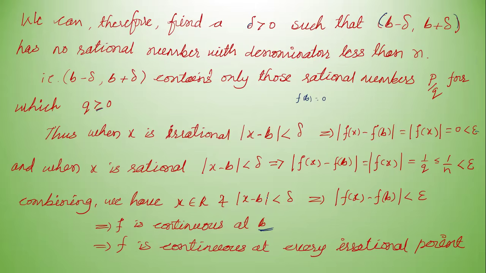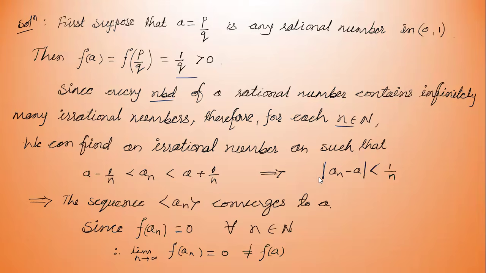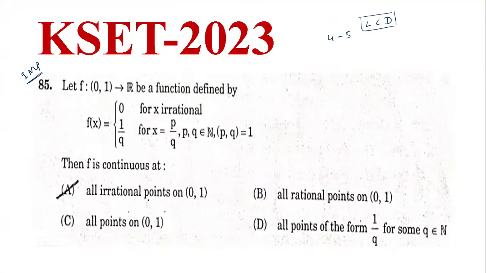That means at an irrational point. This implies f is continuous at every irrational point. This is the proof for our question. Now, the answer is all irrational points in (0, 1). f is continuous at all irrational points in (0, 1). This is the right answer.